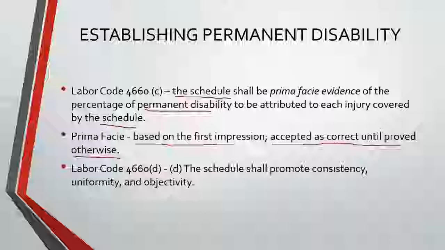So in order to prove that the schedule is not the correct permanent disability rating, or that the schedule doesn't provide the correct permanent disability rating, the schedule has to be found as an incorrect permanent disability rating. And that's the whole philosophy of alternative impairment ratings under Almaraz and Guzman, is to rebut the schedule and show that the scheduled rating is not correct. So in other words, in providing for alternative impairment ratings, the scheduled rating has to be rebutted.